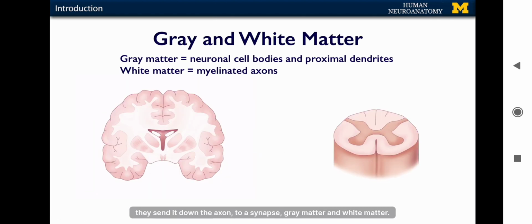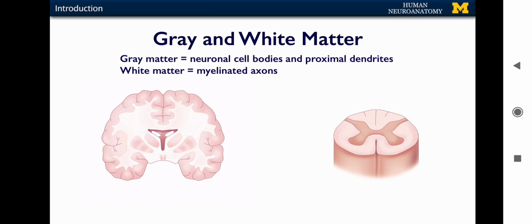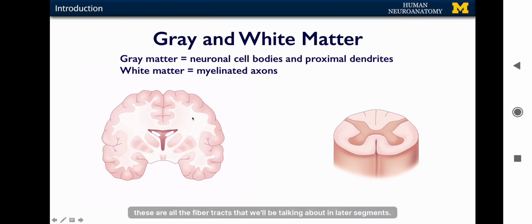Gray matter and white matter. Gray matter and white matter are two words that describe the gross anatomical appearance of the central nervous system when it's sectioned. So in the brain, which is over here, we have the gray matter on the outside. It's a little bit darker, and you'll see this in subsequent imagery as we get into the other lectures. And the gray matter is made up of neuronal cell bodies and their proximal dendrites. Deep to the gray matter is the white matter. And these are all the fiber tracts that we'll be talking about in later segments. And it's made up of myelinated axons. The reason it's white is because myelin is highly enriched in lipids, and the lipids in a fresh appearance look white.